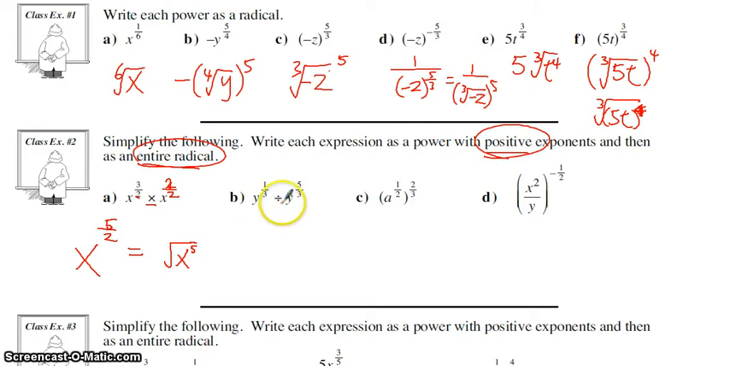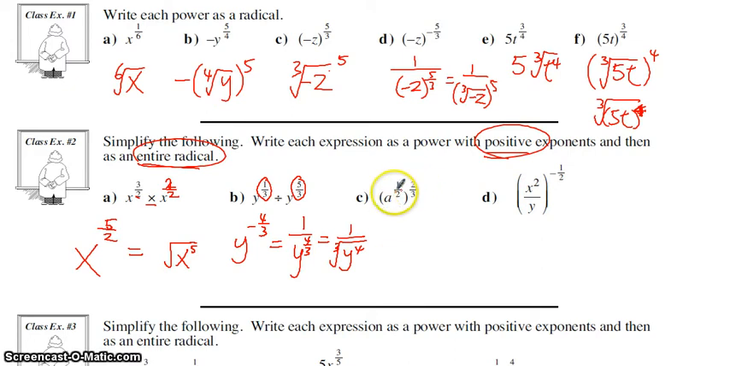Next one, you divide, which means you subtract the exponents. They both have the same denominator, that's good. So this minus that gives negative 4 over 3. All right, write it as a positive exponent. Then you put it as 1 over y to the 4 over 3. Now write that as a radical: the cube root of y to the 4.